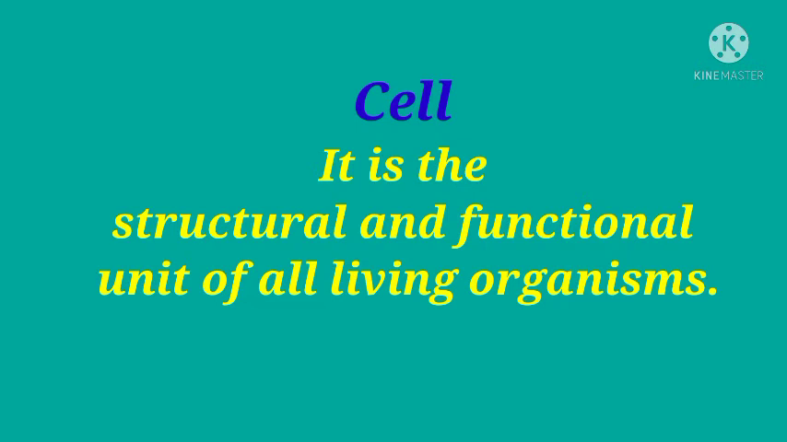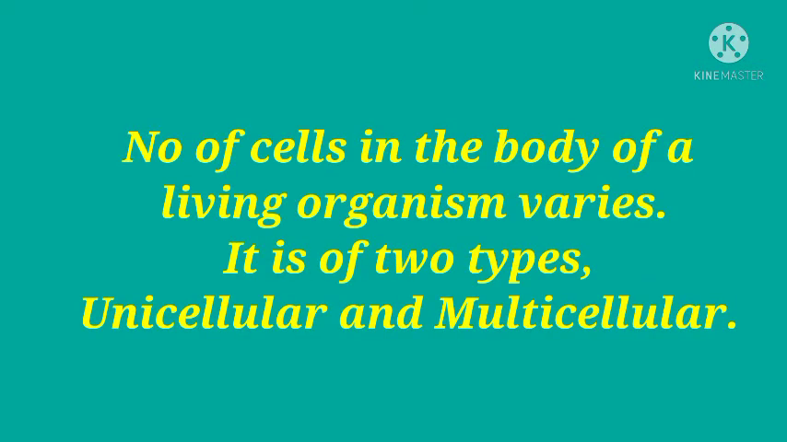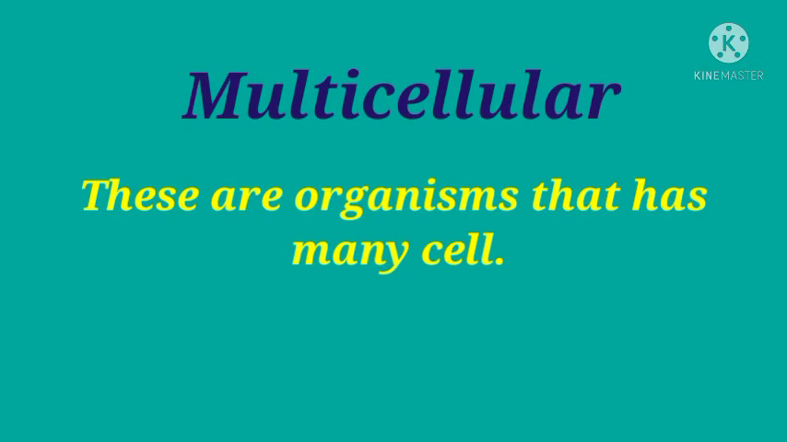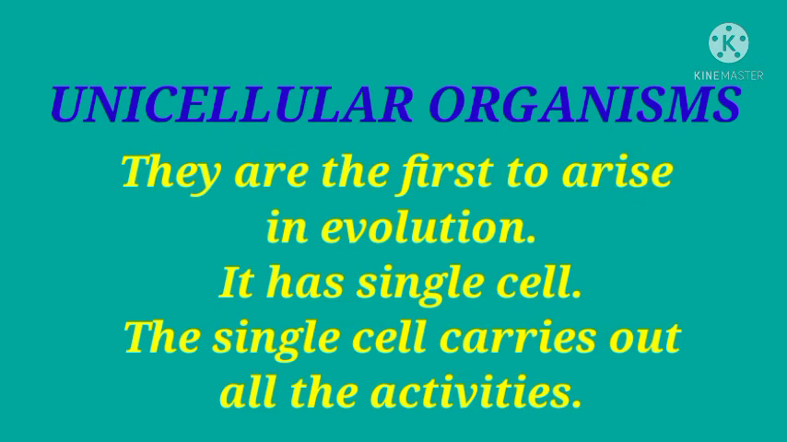The number of cells in the body of a living organism varies. Some organisms are unicellular. Unicellular means single cell. That is, they have only one cell. Whereas some organisms are multicellular. That is, they have many cells. Let's see elaborately about unicellular organisms.